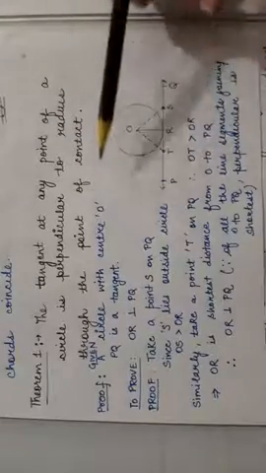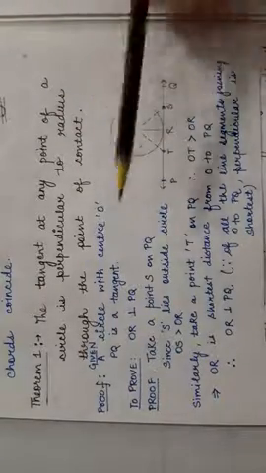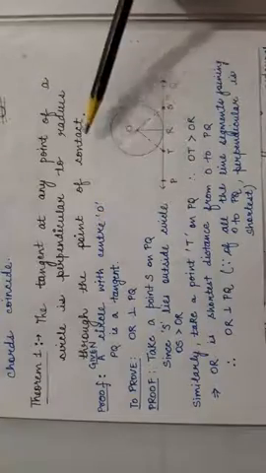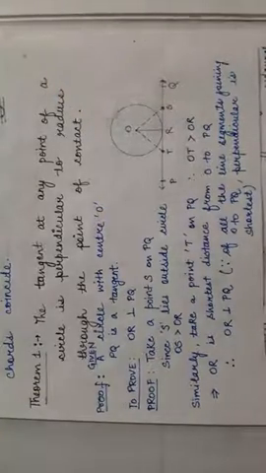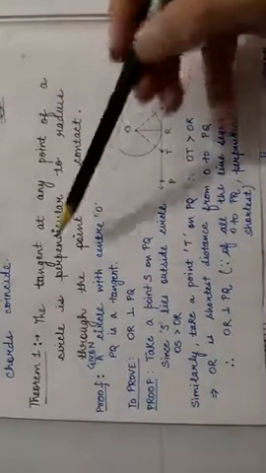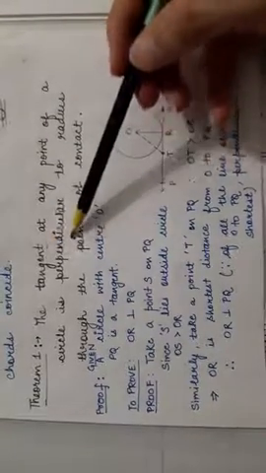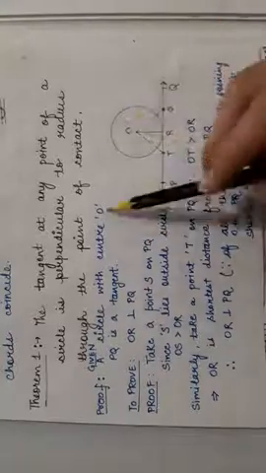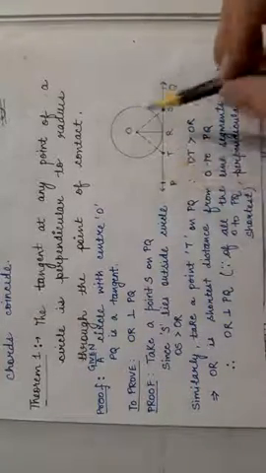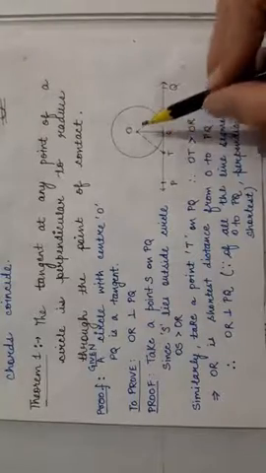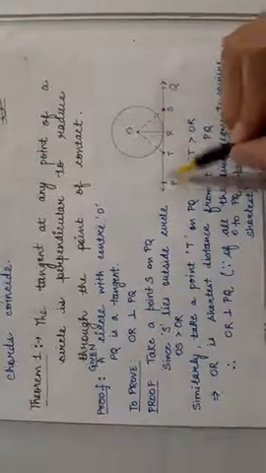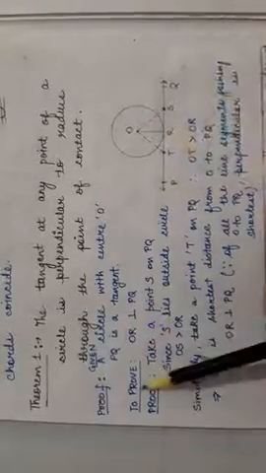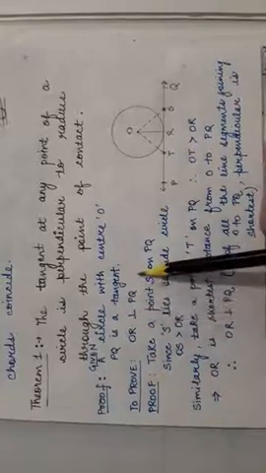Then we have two theorems in this chapter. First, we'll begin with the first theorem, that is the tangent at any point of a circle is perpendicular to the radius through the point of contact. This is a very, very important theorem which will be used in so many questions. It says the tangent is perpendicular to the radius. See diagrammatically, I have drawn a circle with center O and PQ is a tangent over here. Now radius is OR. We have to prove that this OR radius is perpendicular to the tangent PQ. So to prove is OR is perpendicular to PQ.